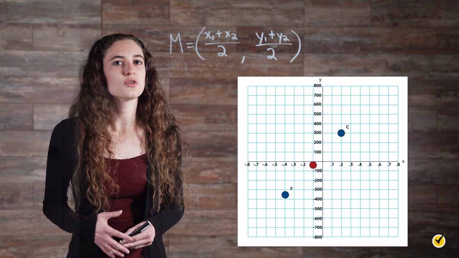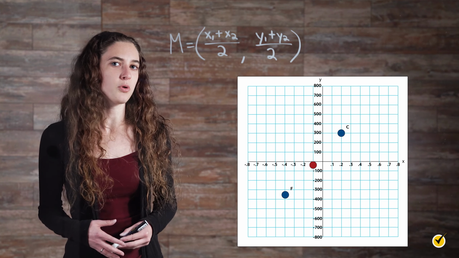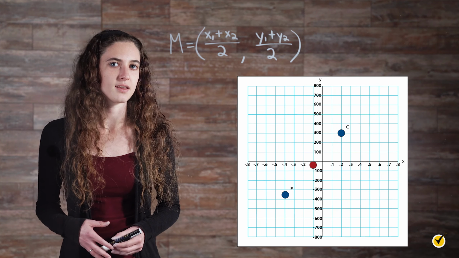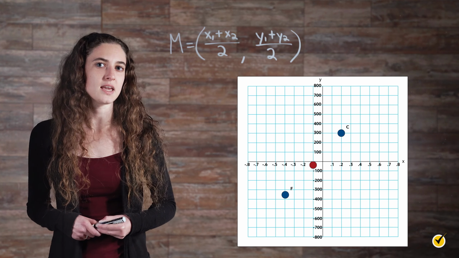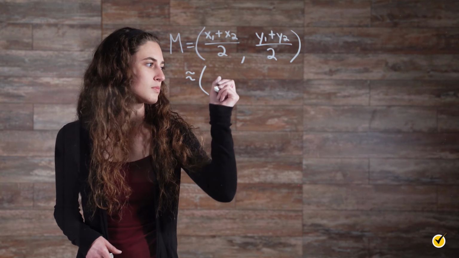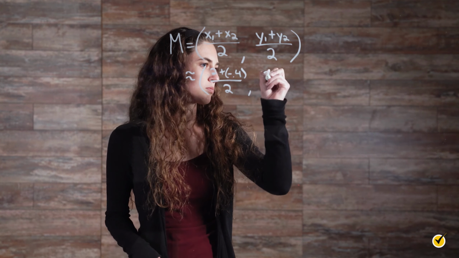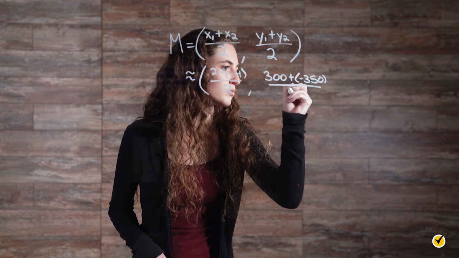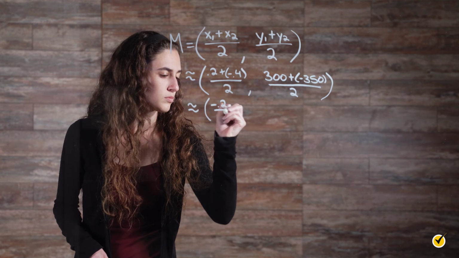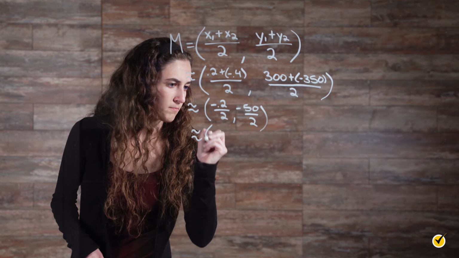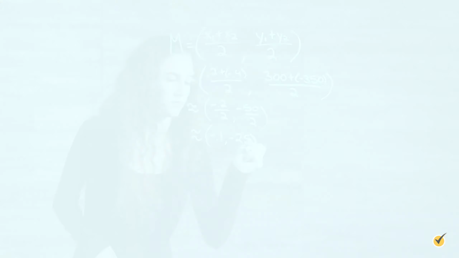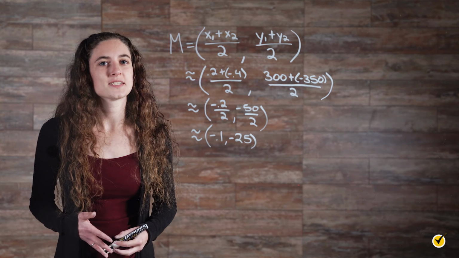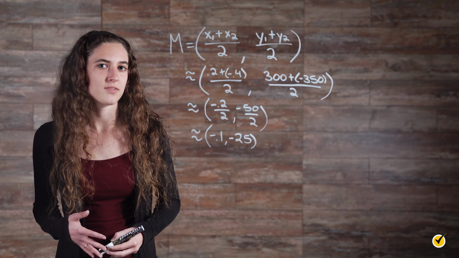Previously, we estimated the coordinates of point F to be (-0.4, -350). Let's use the formula to estimate the midpoint between points C and F. To graph, we'll need to estimate the location of negative 25.